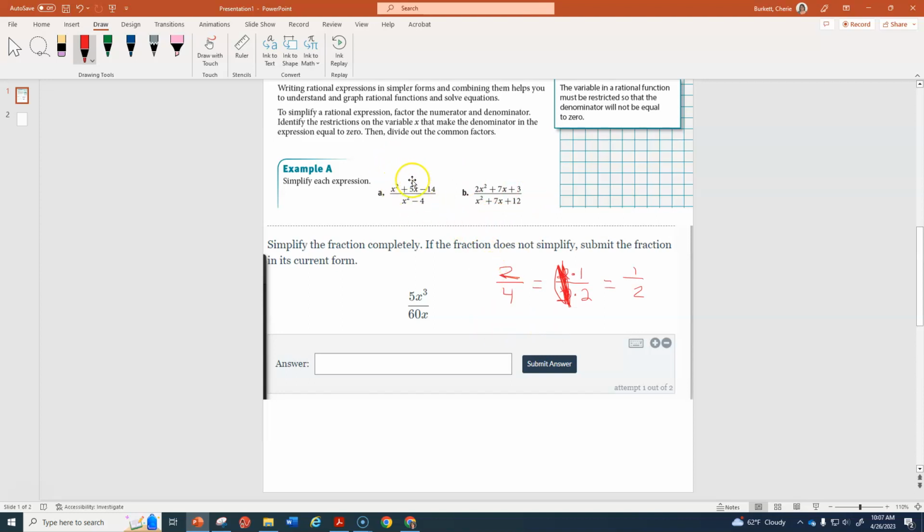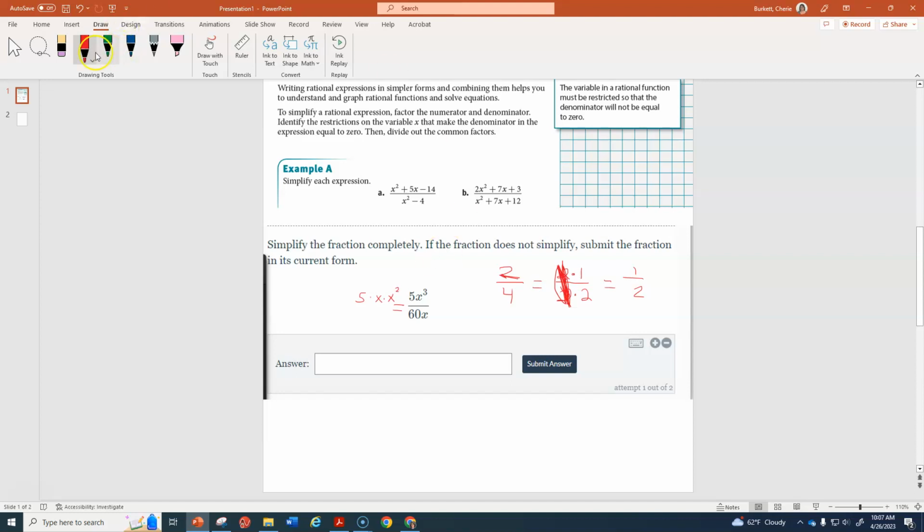That's why nothing up here is ready to cancel, because there are no factors up here. So let's go back to this one. So we're going to factor this. That's just 5 times x times, I'm going to write this as x squared.